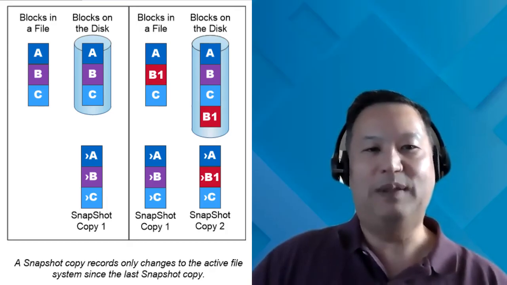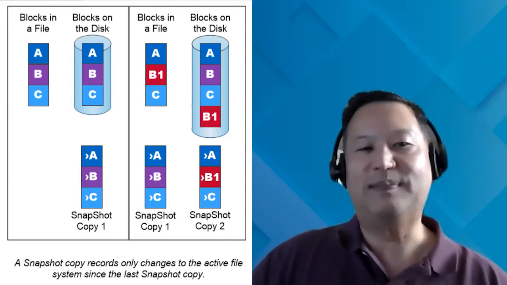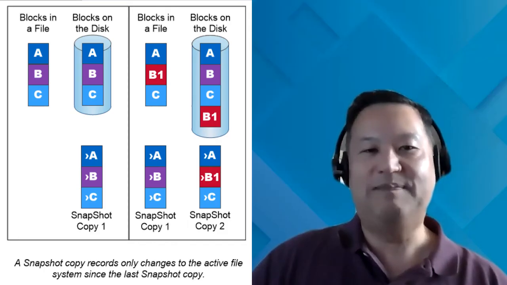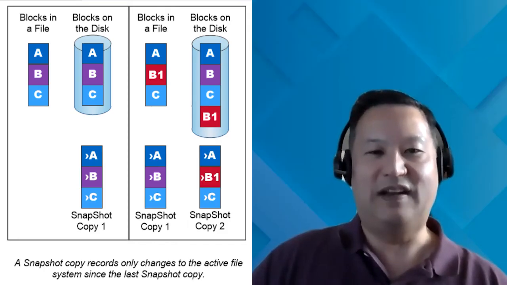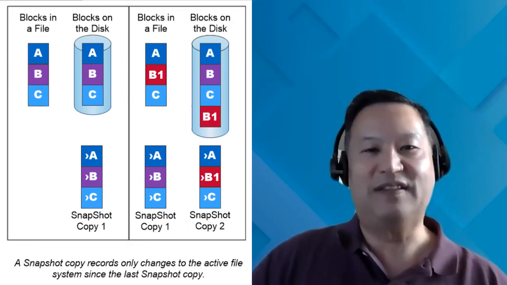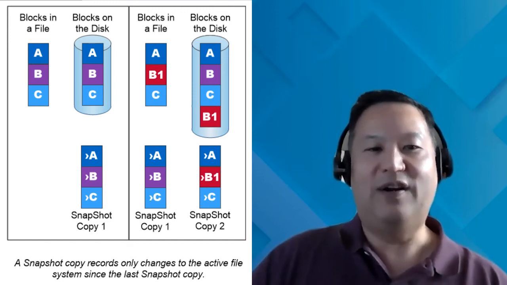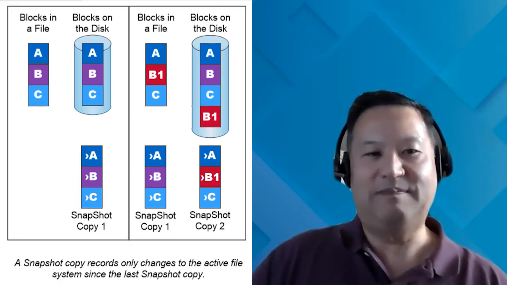With block B and block B1 both on disk, the additional space has to be accounted for somehow. So the space associated with block B is now attributed to snapshot copy 1. Since blocks A and C remain unchanged and part of the file at this time, the space for those blocks along with block B1 are now attributed to the size of the file and the active file system.